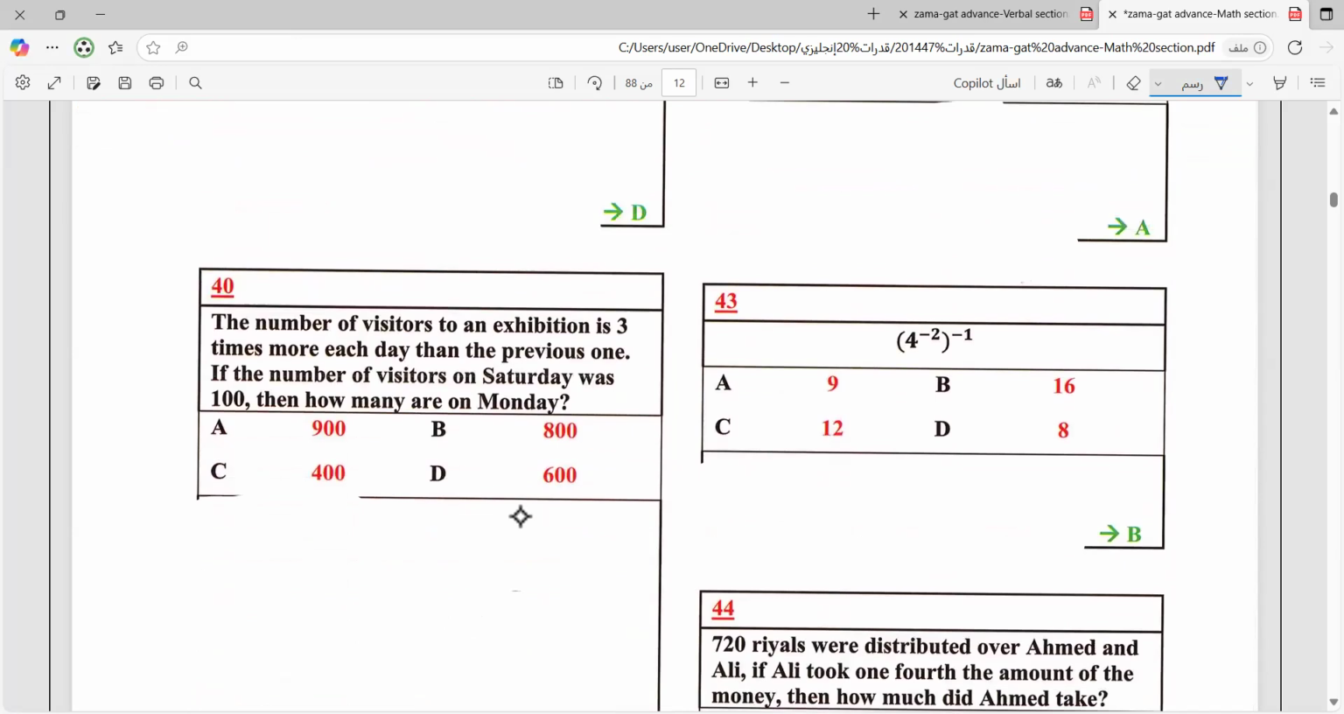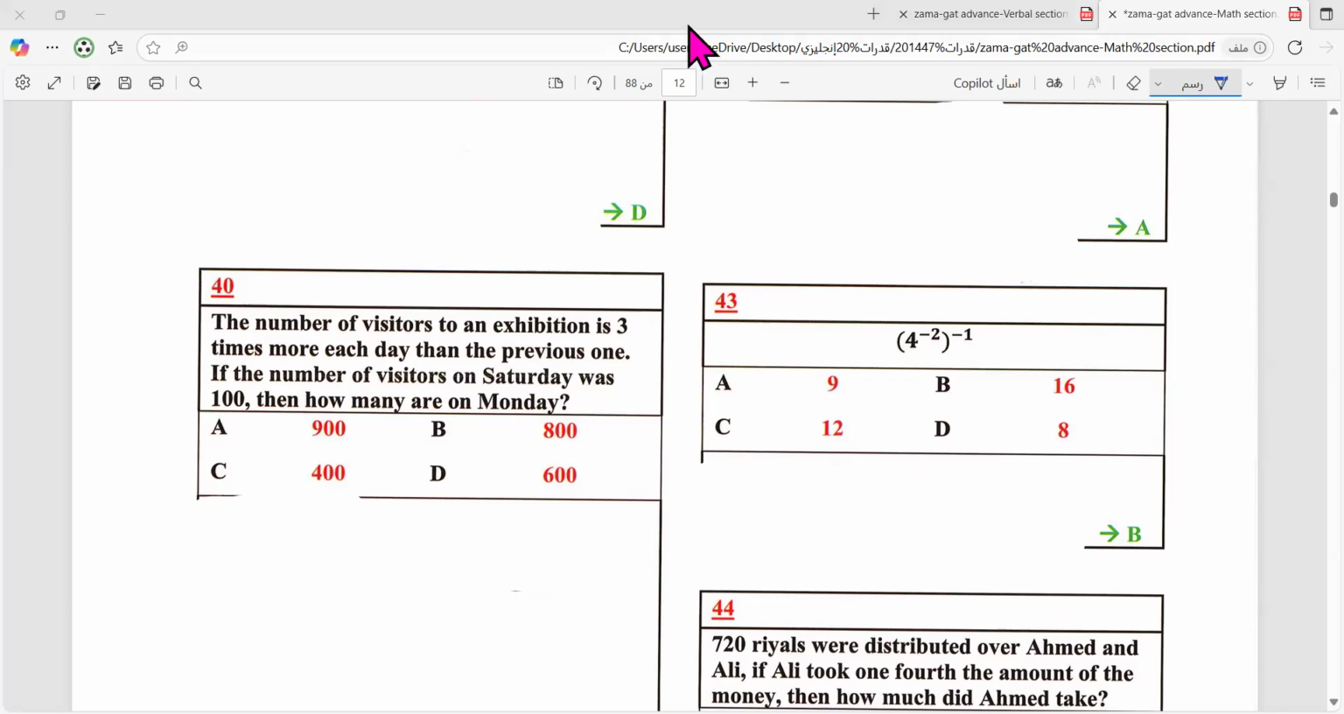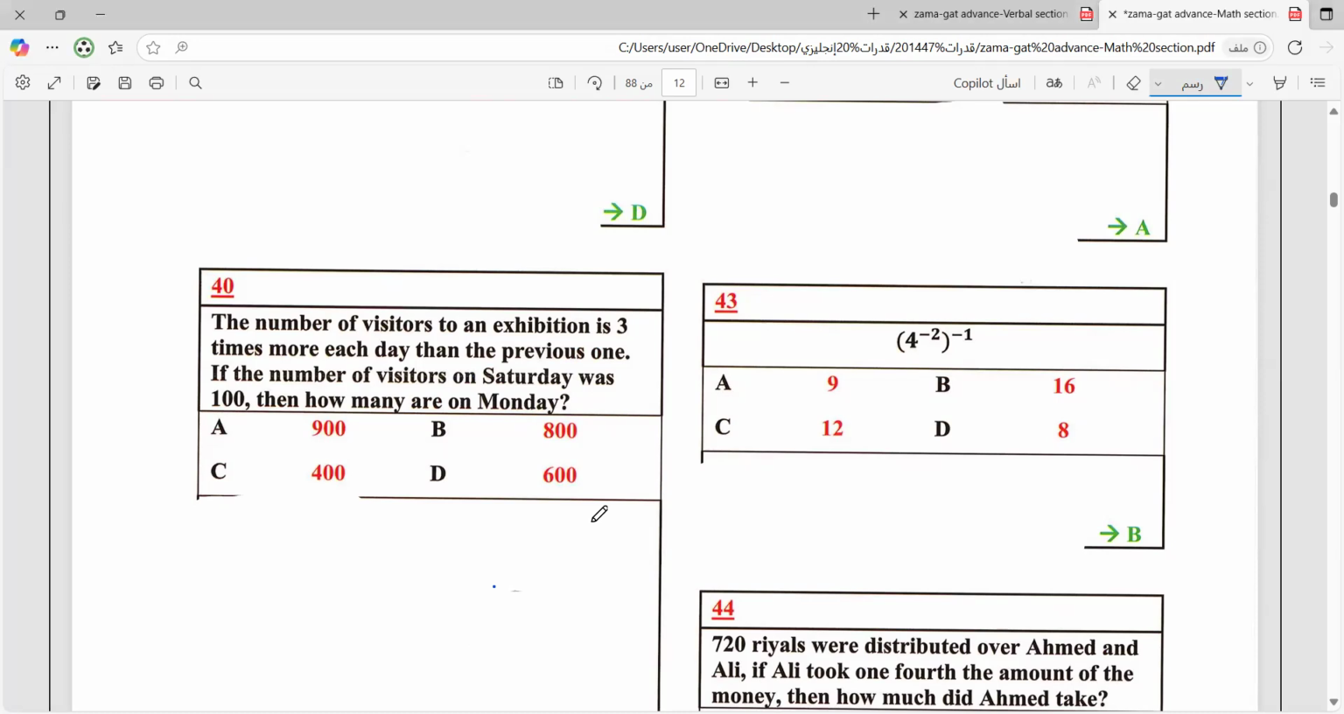Okay, number 40. Yalla with Abdul Muhsin. Abdul Muhsin, read question number 40 if you can. The number of visitors to an exhibition is 3 times more each day than the previous one. If the number of visitors on Saturday was 100, then how many are on Monday? Yes, the number of visits is 3 times more each day than the previous one. If the number of visitors on Saturday, so we write it in Saturday, was 100.